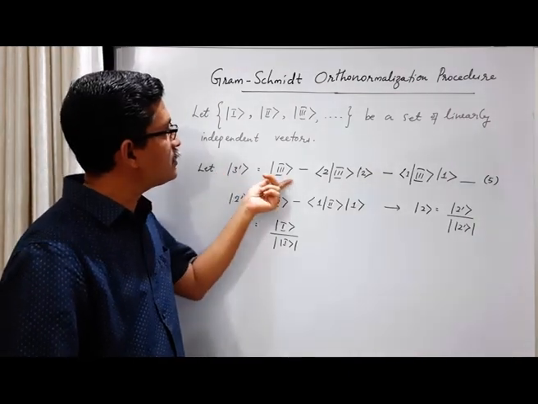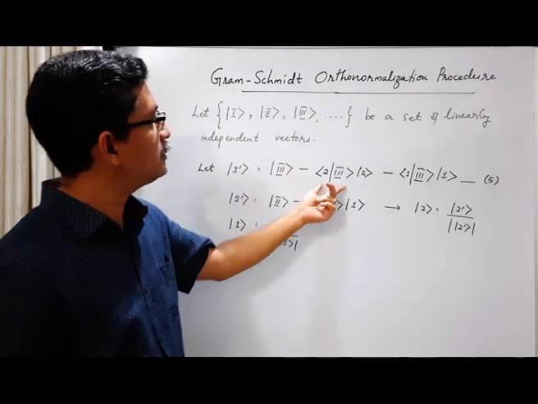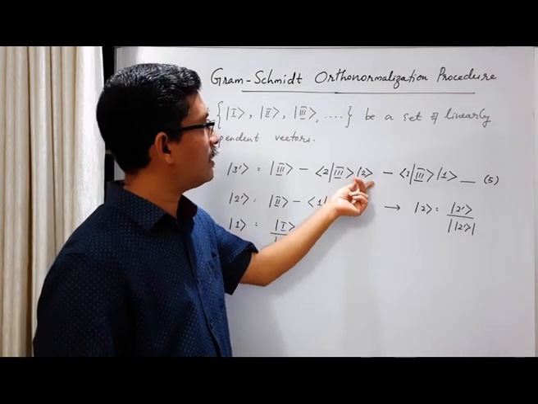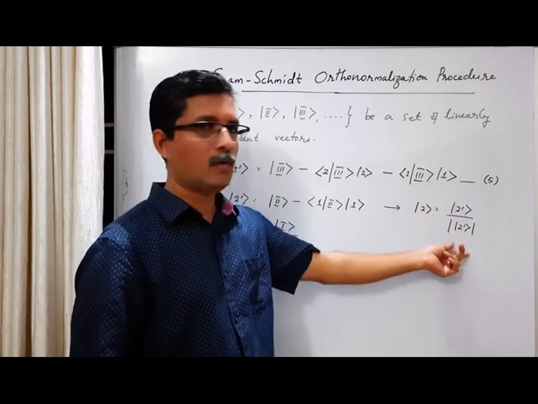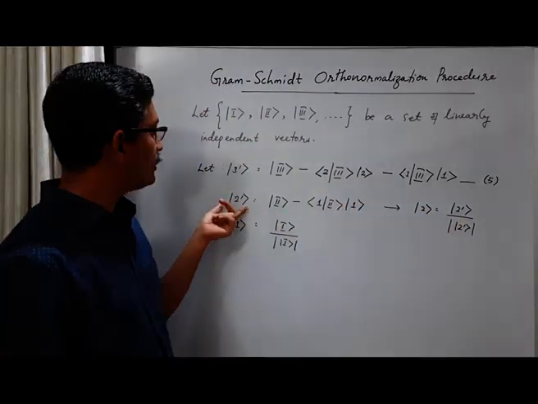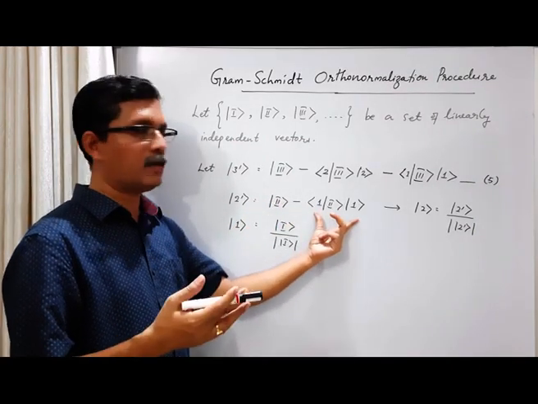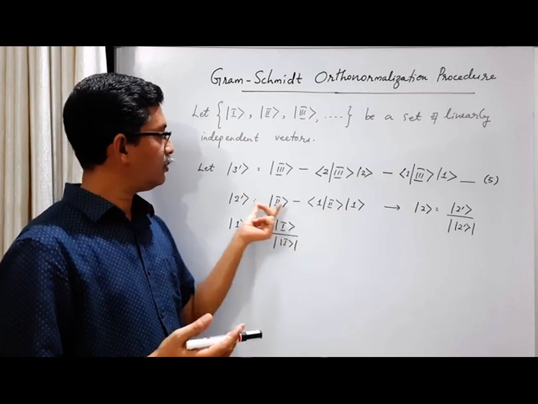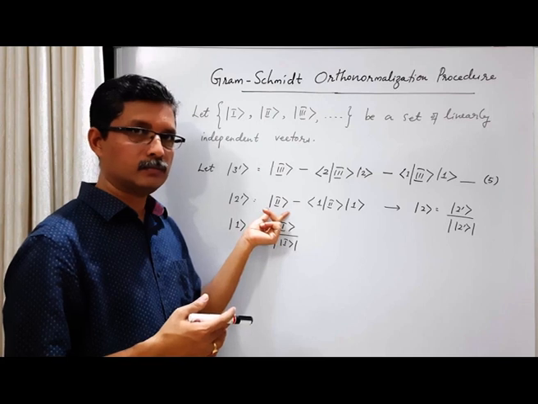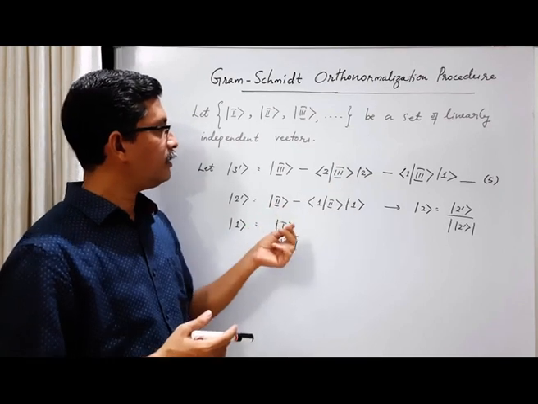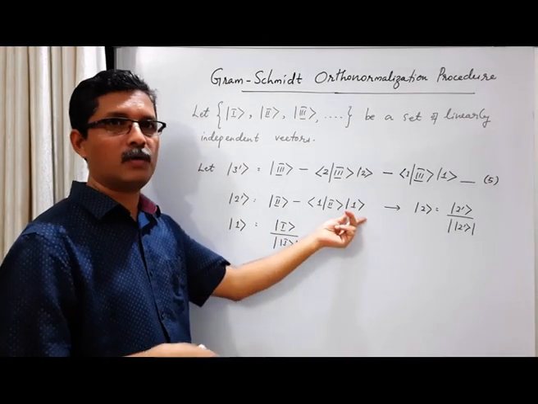So what I am trying to say is, this is the expression for ket 3 prime. It contains ket 3, the old vector ket 3, and then this is a scalar, but it contains ket 2 and ket 1. But what is ket 2? Ket 2 is ket 2 prime by modulus 2. What is ket 2 prime? Ket 2 prime is the old vector ket 2 minus its component along ket 1. So actually ket 2 contains the old vector ket 2 here. And this ket 1 is the old vector ket 1 by its modulus. So ket 1 contains the old vector ket 1.